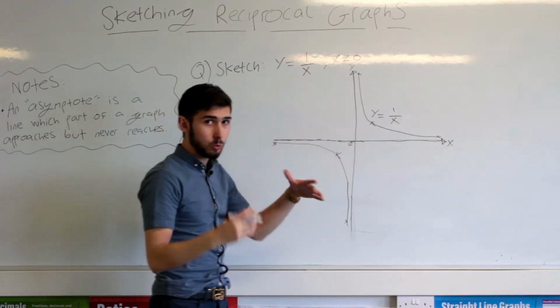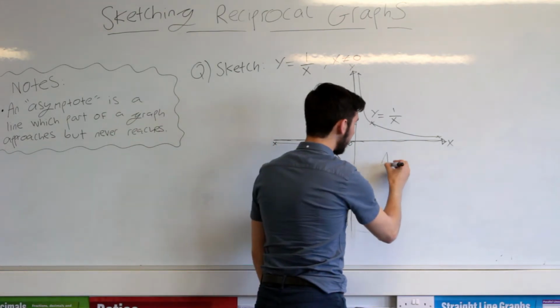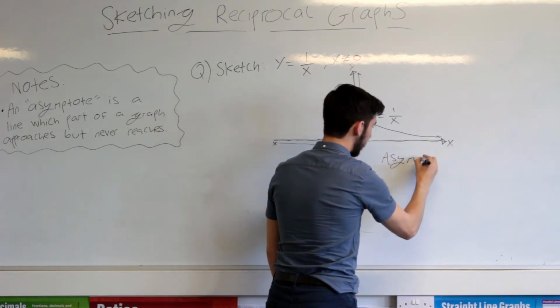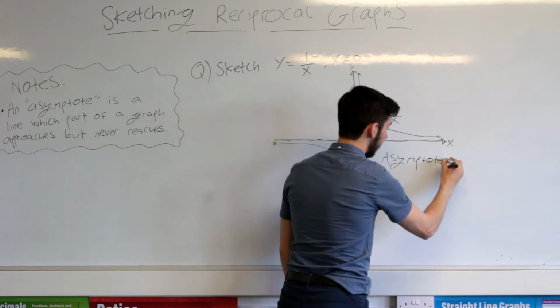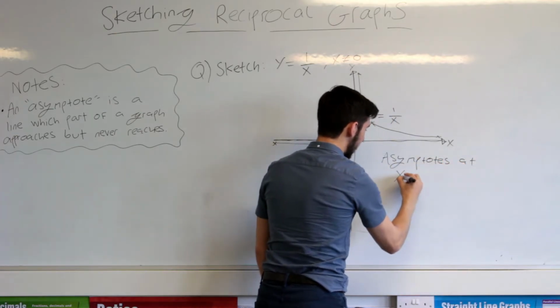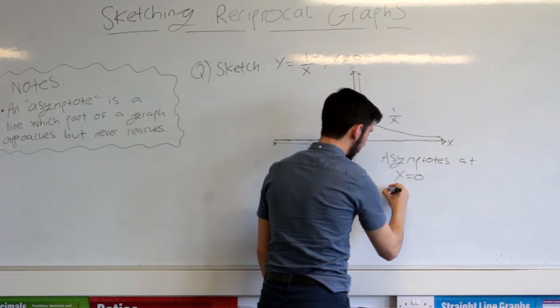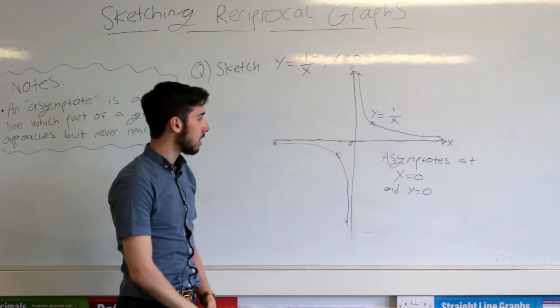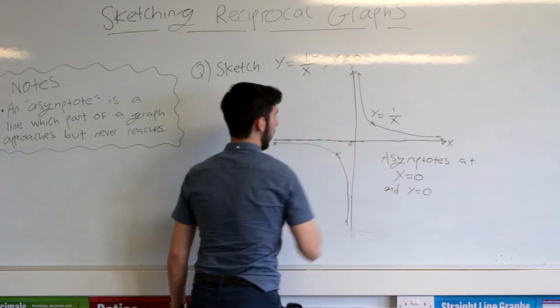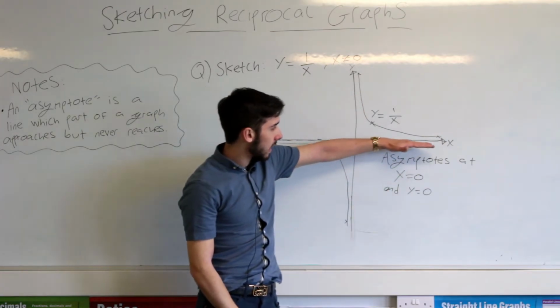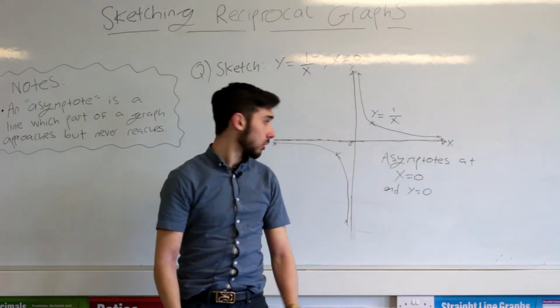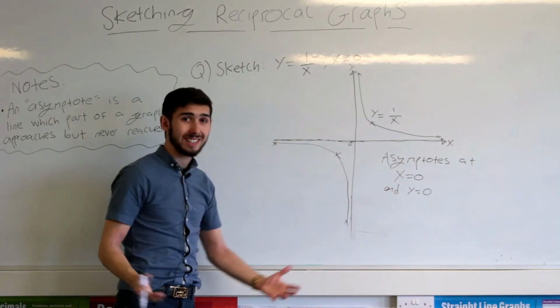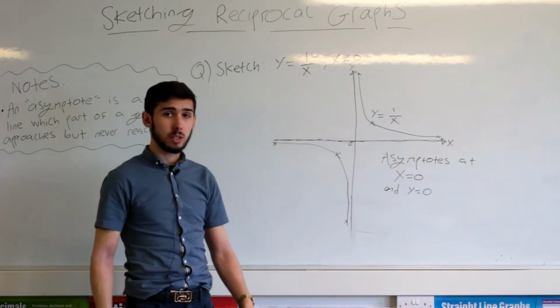So in this question, you would also have to say asymptotes at x equals 0 and y equals 0. The line x equals 0 is the y-axis. The line y equals 0 is the x-axis. Okay, so this is what you would say. That's it. Let's have a look at another example.